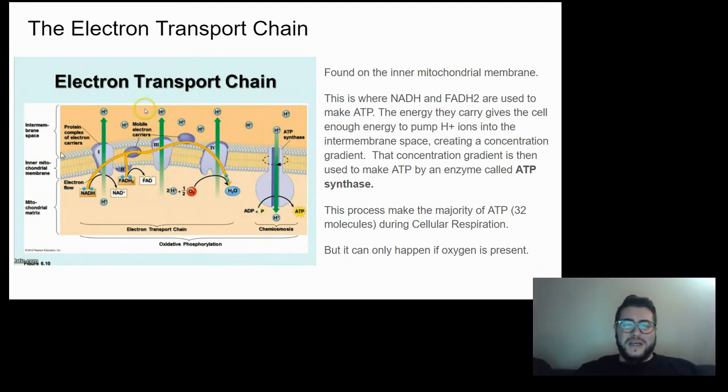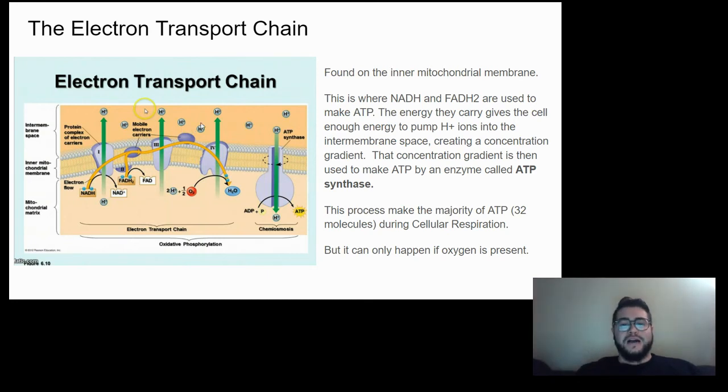You don't need to know the fine details of this little chart you see here, but basically know what happens is the energy from NADH and FADH2 is used to make a concentration gradient, where one side of the membrane is more concentrated than the other side. Then, when they build up enough of a concentration gradient, it releases all of that stored up energy and all of these stored up ions through this molecule called ATP synthase.